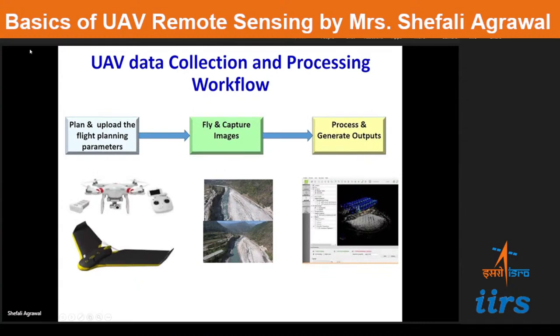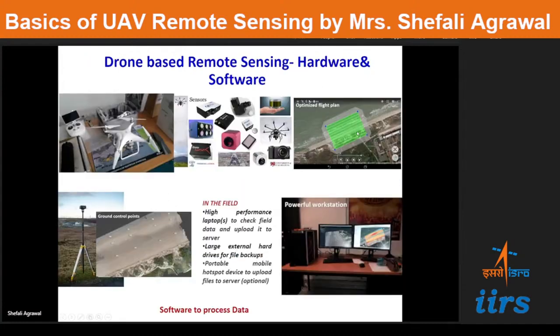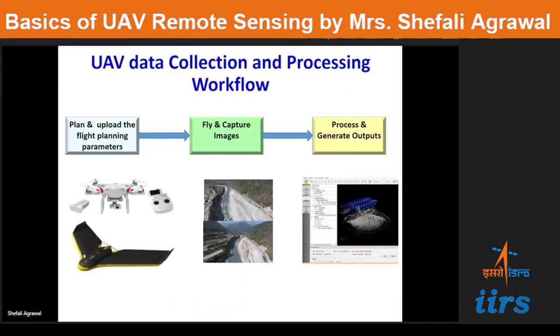Right, so this is the complete flow of the collection and processing process. You need to plan and upload the flight planning parameters, because as I said, flight planning parameter is very, very crucial, or you can say a mission planning software. This interface is always there whenever you buy a drone, or open source is also available, few of them. You have to interface it with your drone. But in general, whatever drone you buy, the mission planning software is an integral part of it.